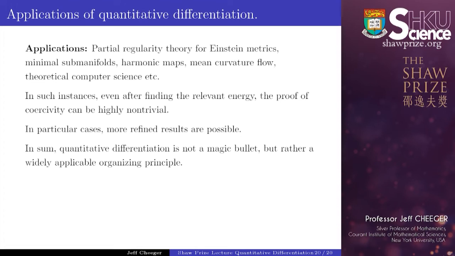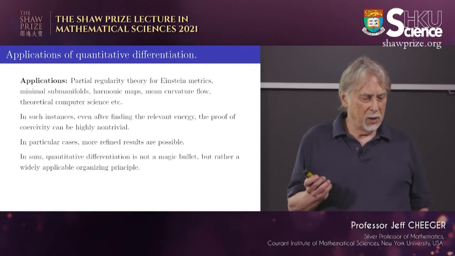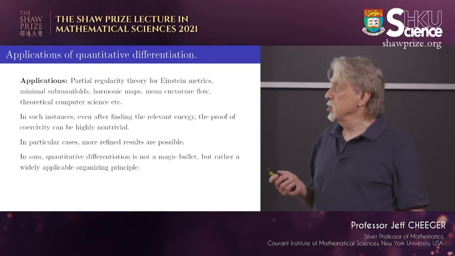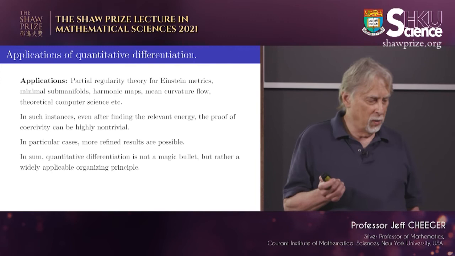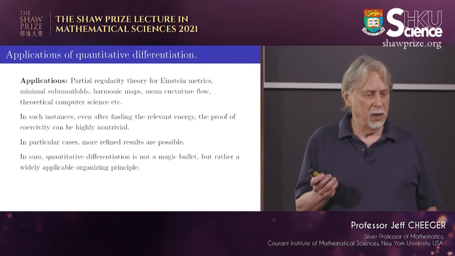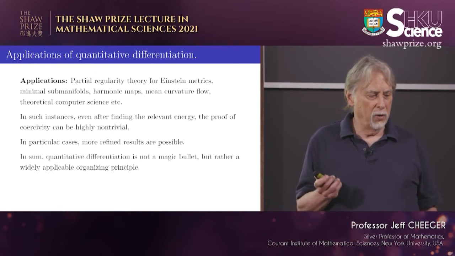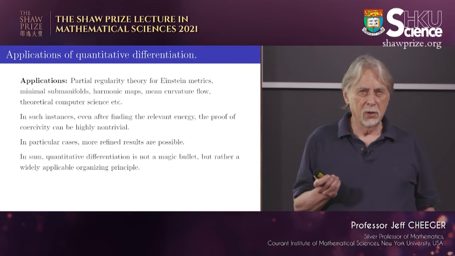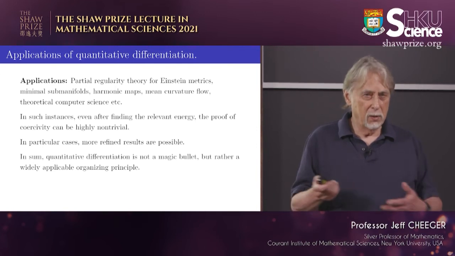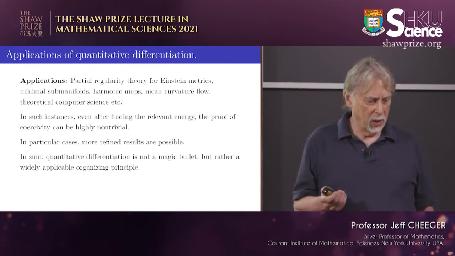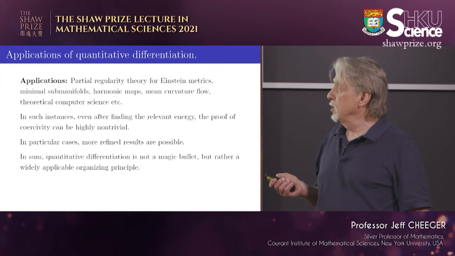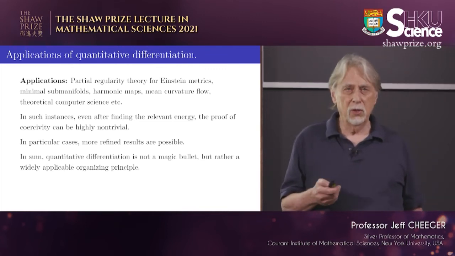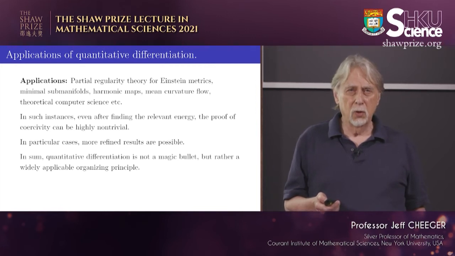So let's now sum up. So the applications, the more recent applications, in particular in my work with my collaborators, here are some of the buzzwords or the names to which these general ideas were applied. So the partial regularity theory for Einstein metrics, minimal submanifolds, harmonic maps, mean curvature flow, and also, perhaps surprisingly, a different one, but again, same principles in theoretical computer science. So we should be clear that in such instances, even after finding the relevant energy, the proof of the coercivity, which took a few pages here, could be much more difficult.